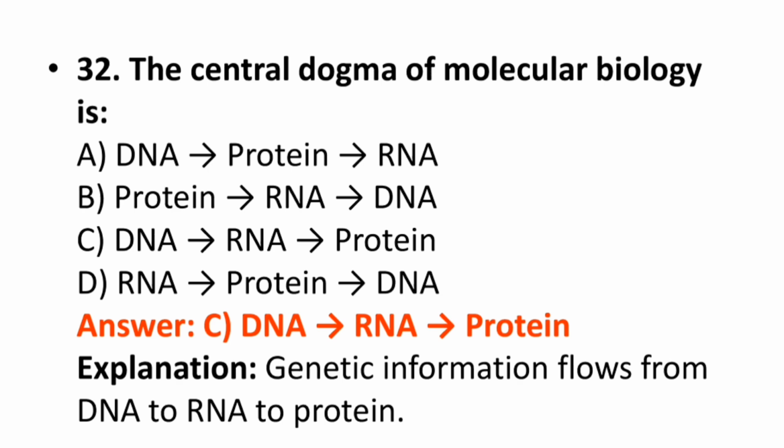The central dogma of molecular biology is option A, DNA to protein to RNA, option B, protein to RNA to DNA, option C, DNA to RNA, RNA to protein, option D, RNA to protein, protein to DNA. The correct answer is DNA, RNA, protein. Genetic information flows from DNA to RNA, RNA to protein.